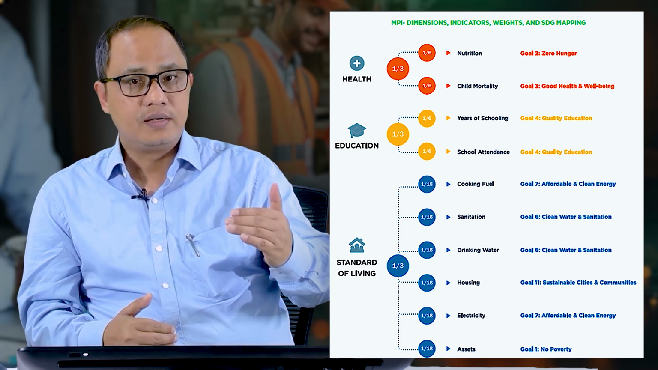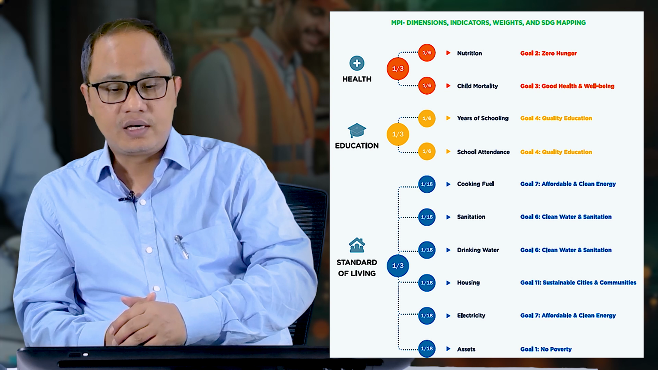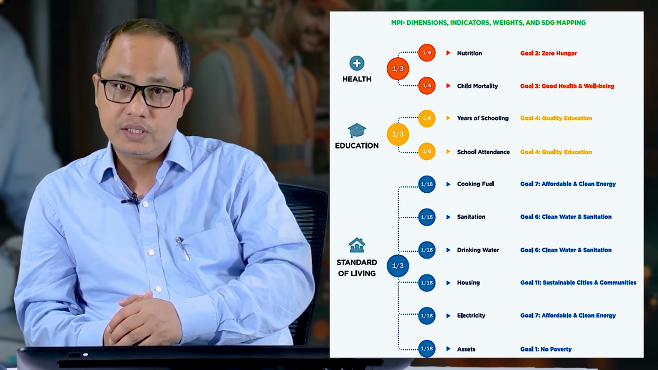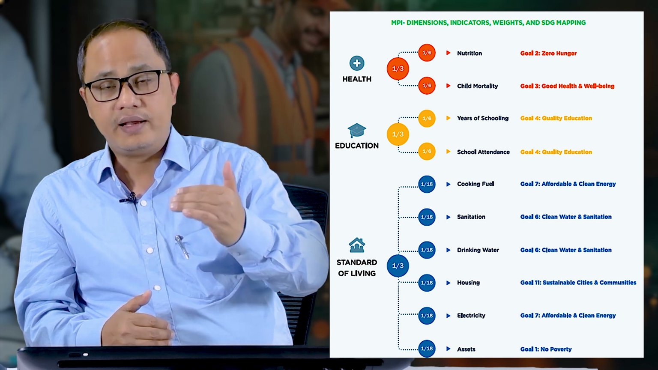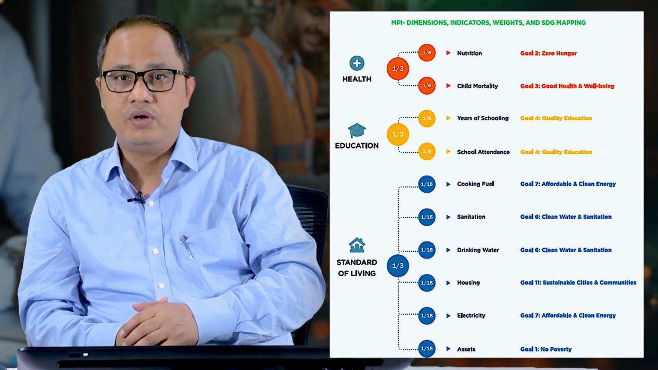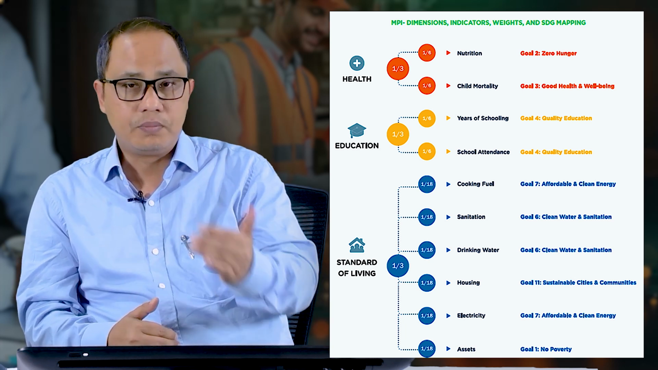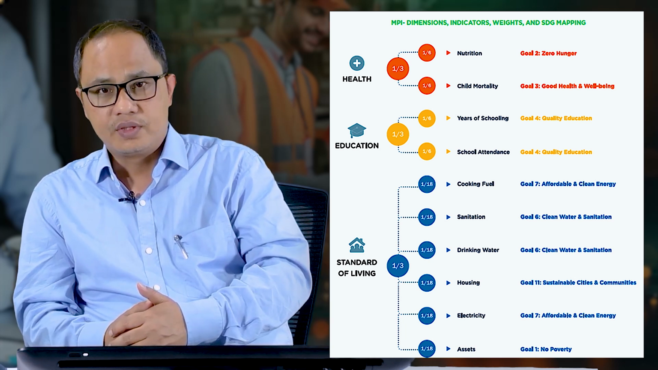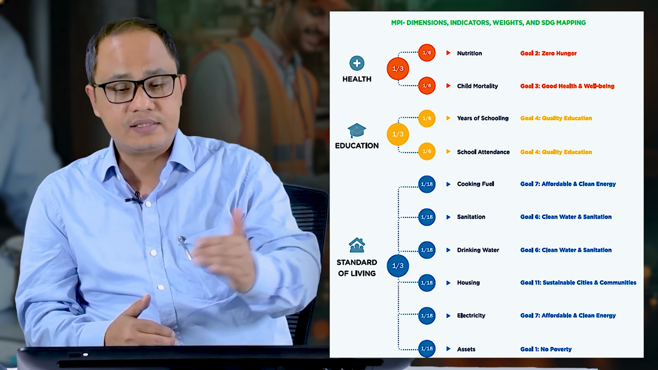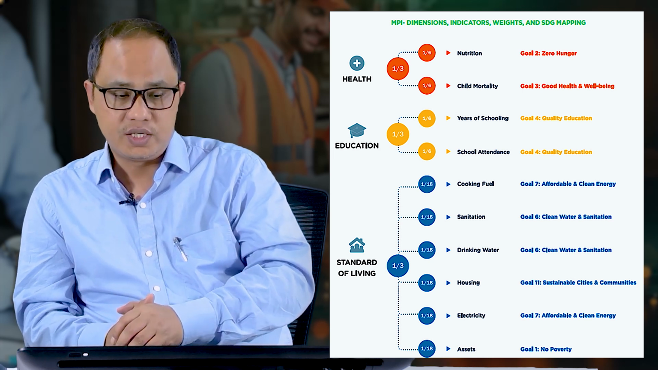Another dimension is education. When we talk about years of schooling, that is directly related to Goal 1, and it also links to Goal 4, quality education. The same way, when we talk about school attendance, because poverty and schooling attendance are directly related. So this education dimension is related to Goal 4, quality education.